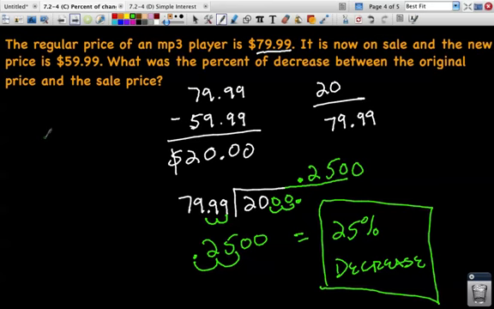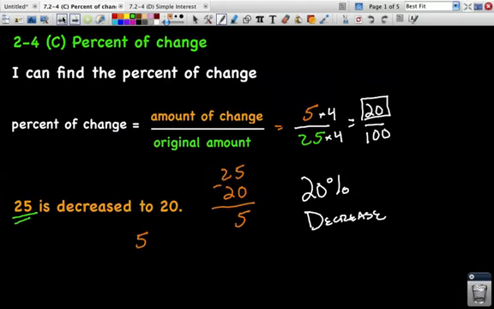That is how we find the percent of change. So just a quick little recap. The most important thing about percent of change is that we use this formula: the amount of change divided by the original amount, and then just convert this fraction into a decimal or into a percentage. Okay, thanks guys. You guys should do great.